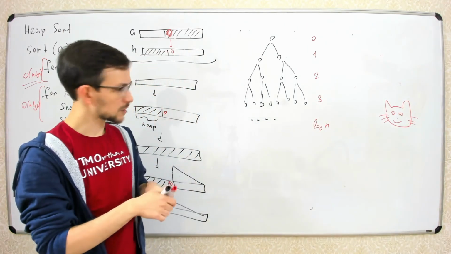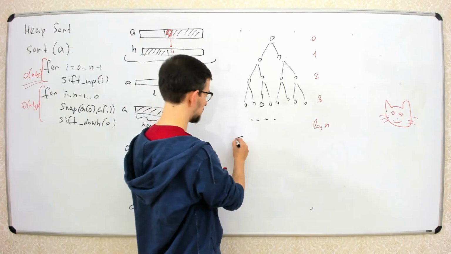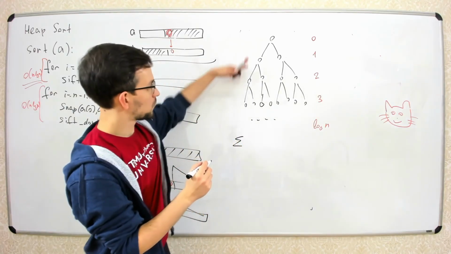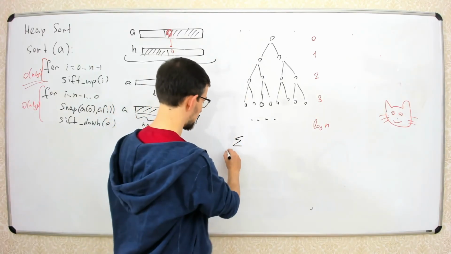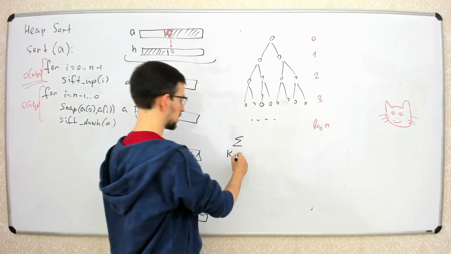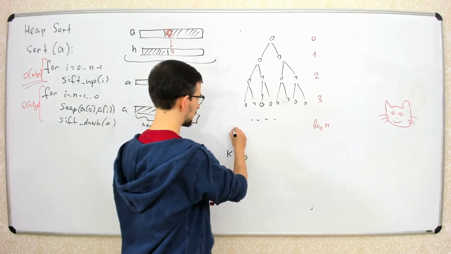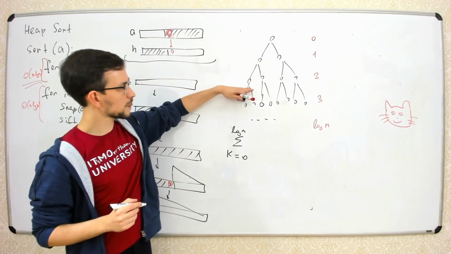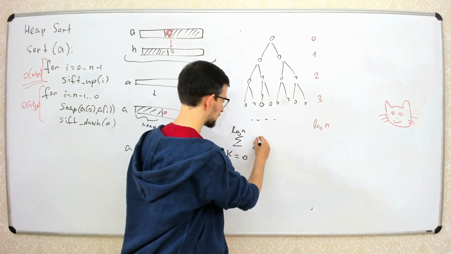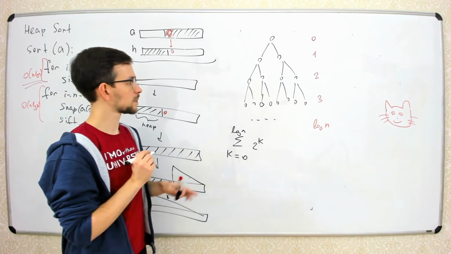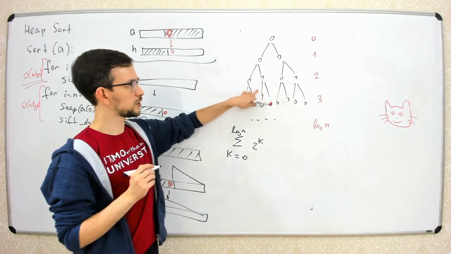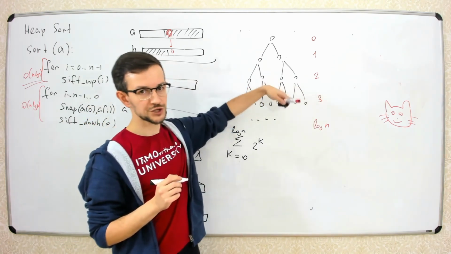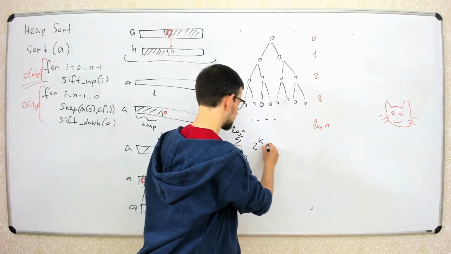So the total time complexity will be something like this. It will be the sum for all layers. Let's say k is the number of the layer from 0 to log n. And for layer k, we have 2^k elements, and for each element we need to spend k operations to sift it up to the root, multiplied by k.